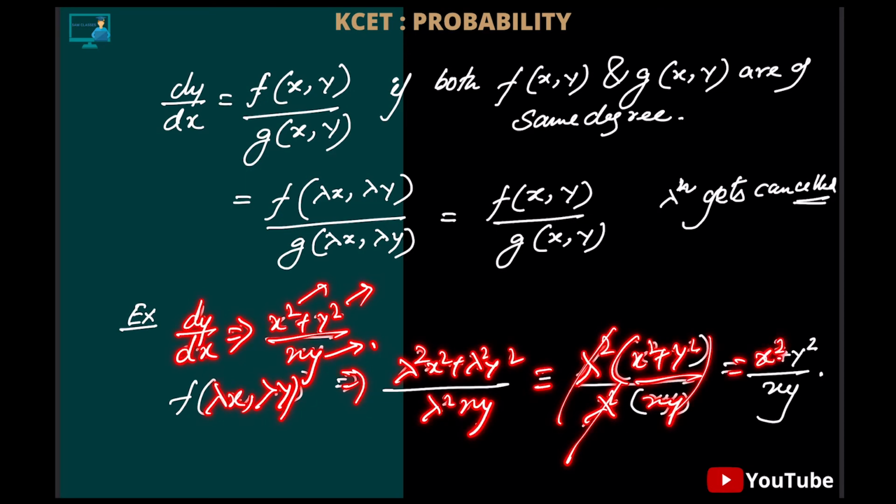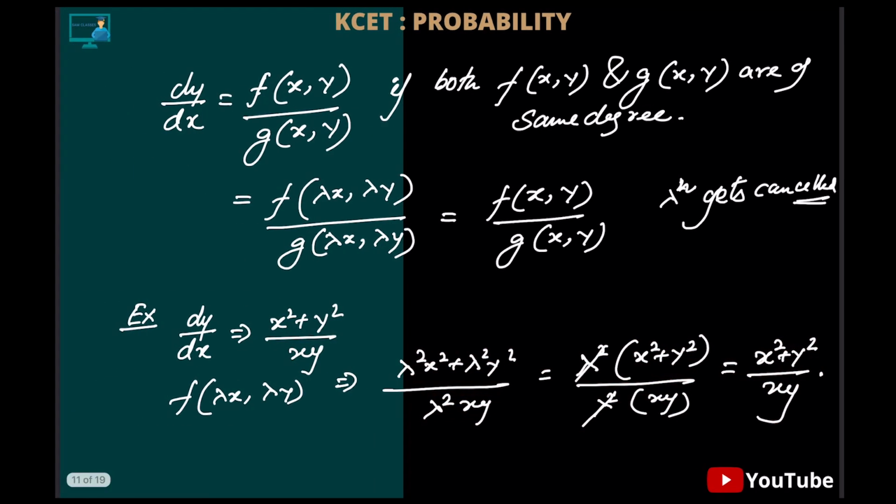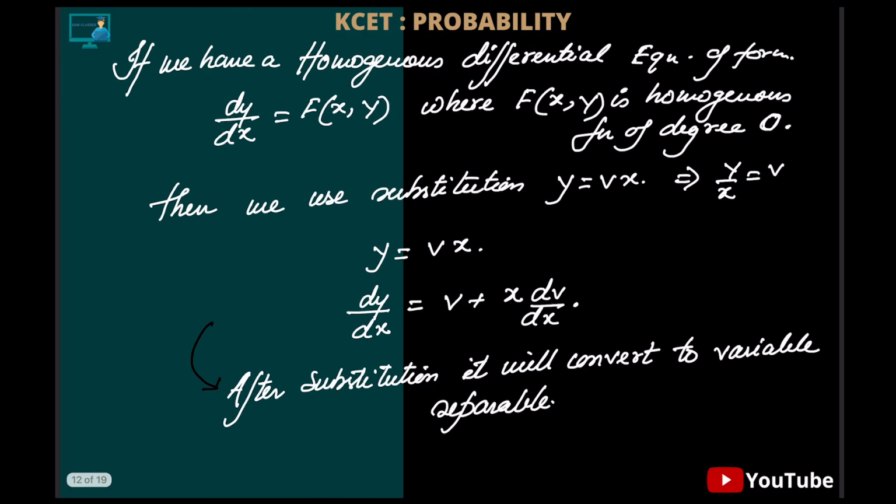So in these kinds of cases, it is a homogeneous equation of degree 0. We introduce a new variable to reduce it into the form of variable separable and we can solve it. Okay. Clear? So very simple, but not many questions have been asked. I just wanted you to know.